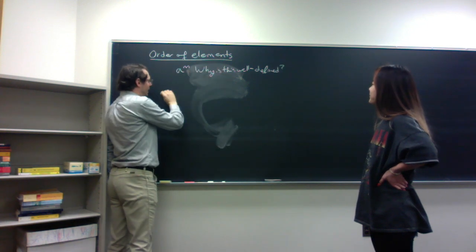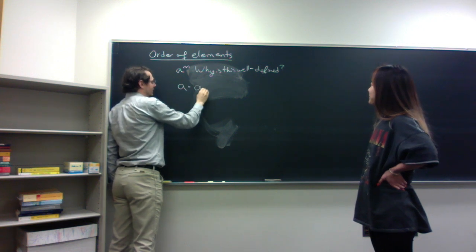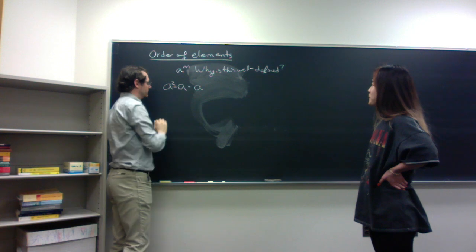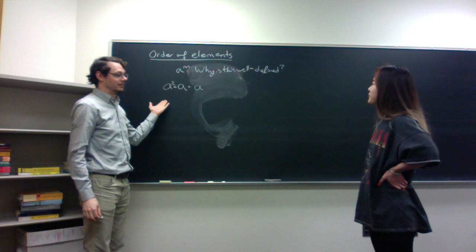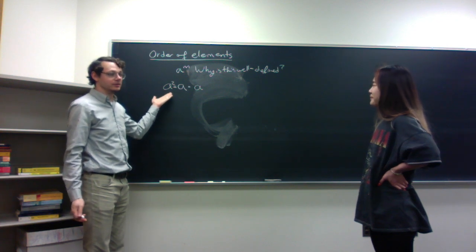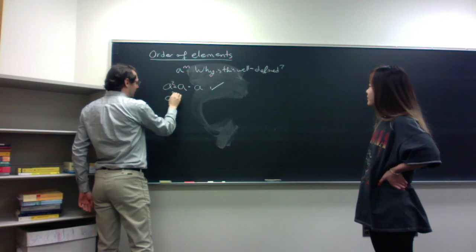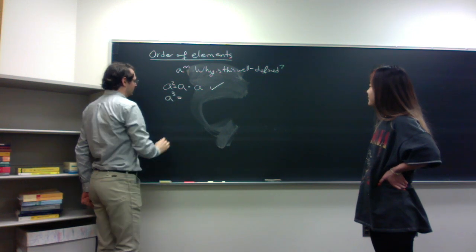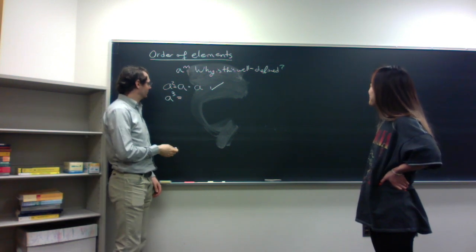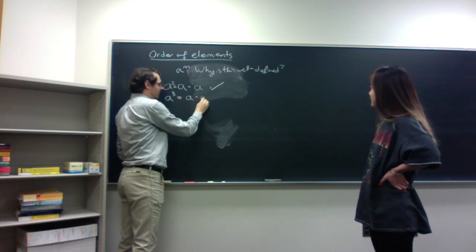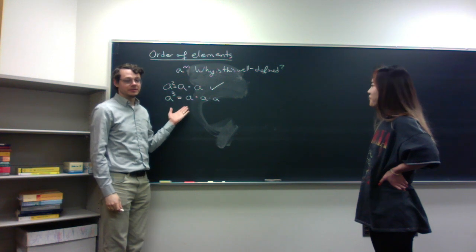So if I have just m equals 2, if I'm looking at a times a, do I have to worry about anything being well defined here? No, it's fine. We know how to multiply two elements in a group. But what if we're trying to look at a cubed? This should be like a times a times a. But is there anything I need to worry about over here? What group axiom lets me do this in an unambiguous way?